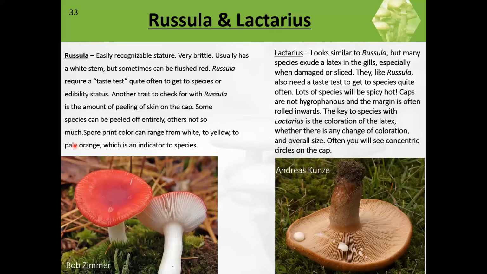And Lactarius, this one's a little bit easier to get to species because the latex is a lot of the key in Lactarius, right? So it can sometimes bruise different colorations whenever you slice them, and it could cause the actual specimen to turn a different color as well. So all those are important characteristics to check for when making an identification.